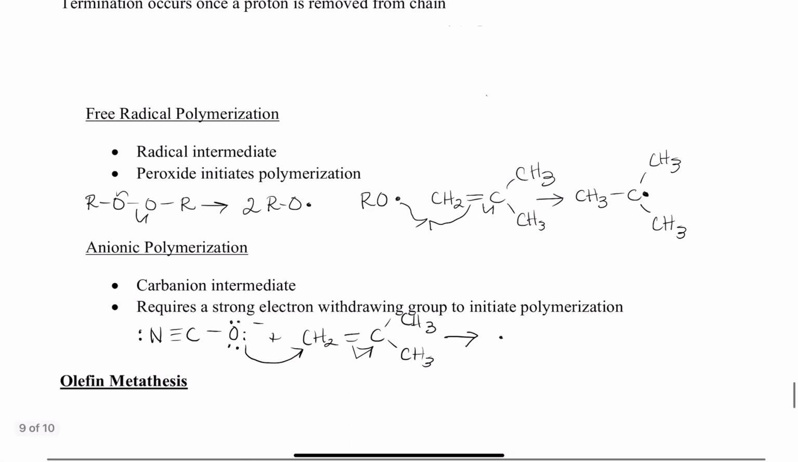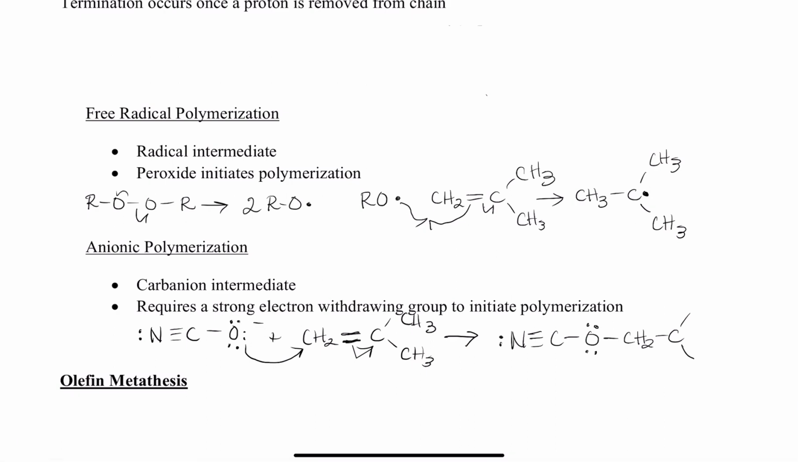Then we'd add our strong electron withdrawing group to our chain, and one of the bonds from our double bond is going to turn into a lone pair on our carbon, generating our carbanion intermediate.